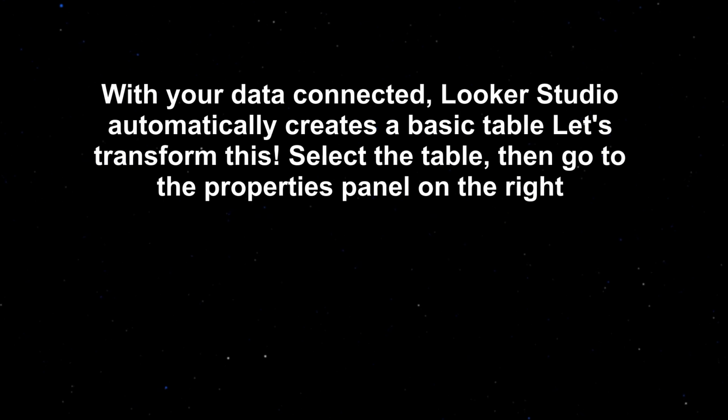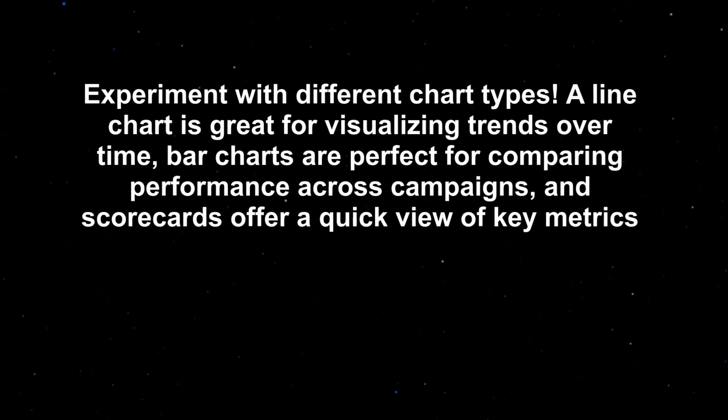With your data connected, Looker Studio automatically creates a basic table. Let's transform this. Select the table, then go to the Properties panel on the right. Experiment with different chart types. A line chart is great for visualizing trends over time. Bar charts are perfect for comparing performance across campaigns, and scorecards offer a quick view of key metrics.